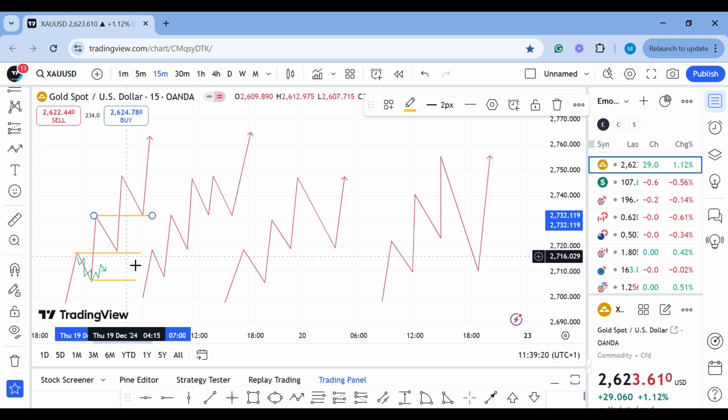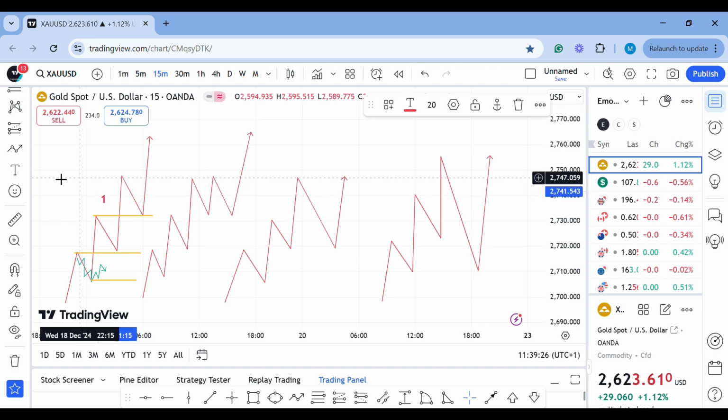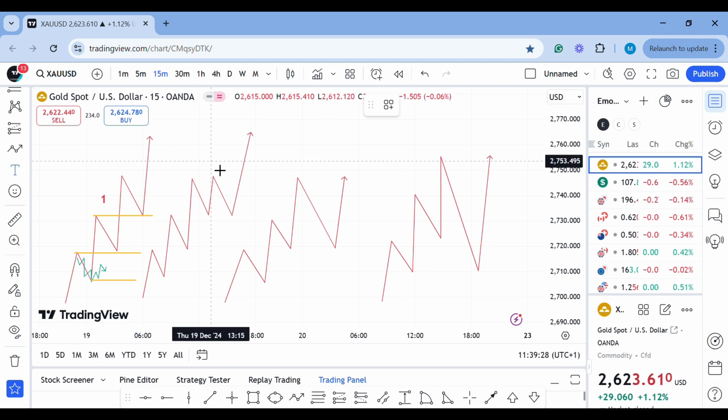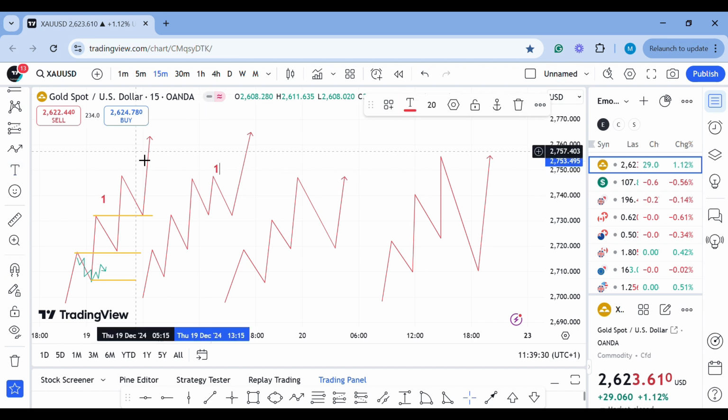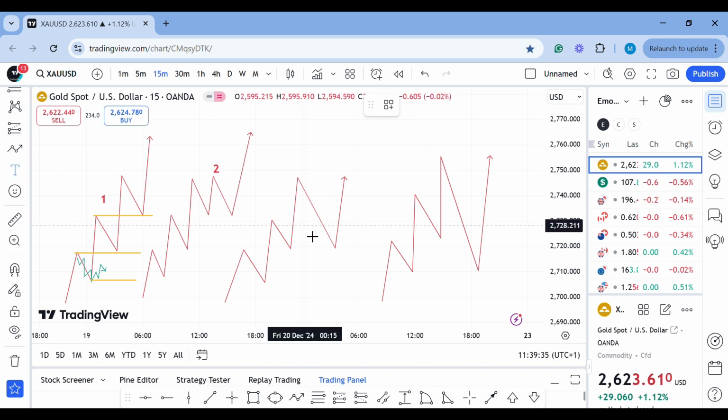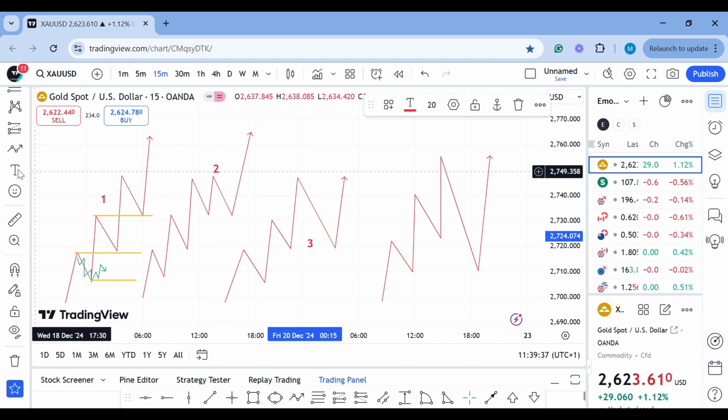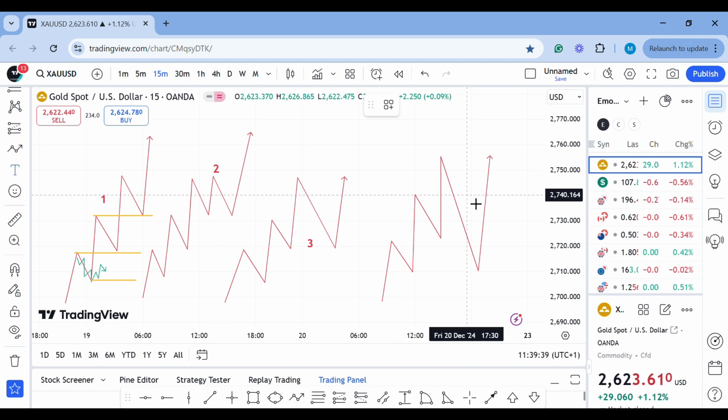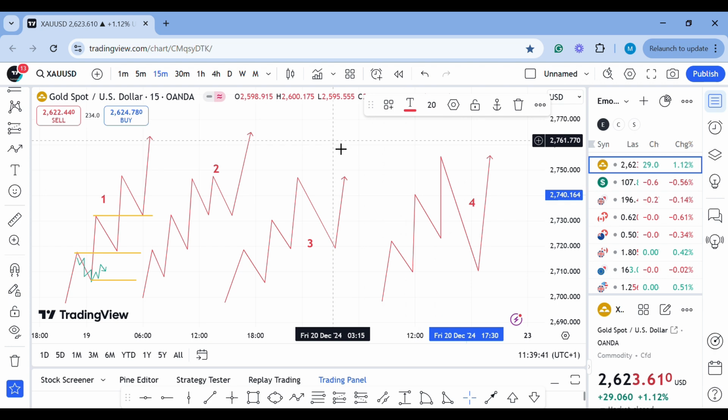That is for the first wave pattern. Let me label it so that you see. That's for the first wave pattern.